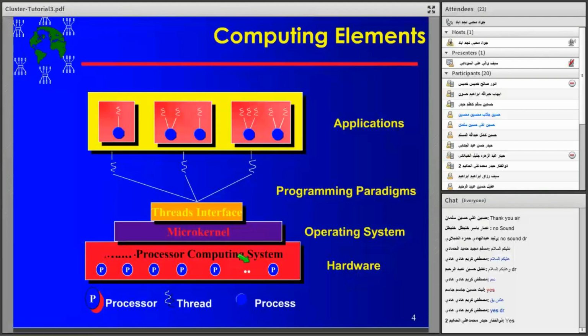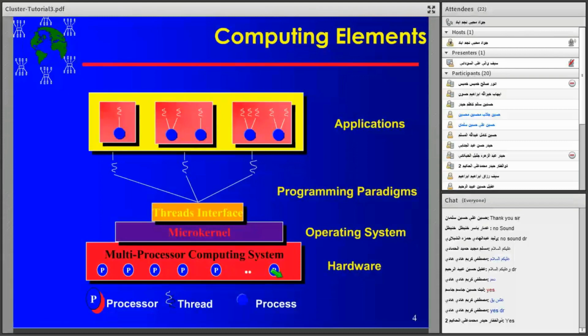A multiprocessor computing system consists of some processors. Usually, these processors are located in one motherboard. It's different from the cluster computer, which includes different machines, and each processor can be located on a different machine. In this figure, we can see the multiprocessor computing system, where there is one motherboard and the different processors are located on that one motherboard.